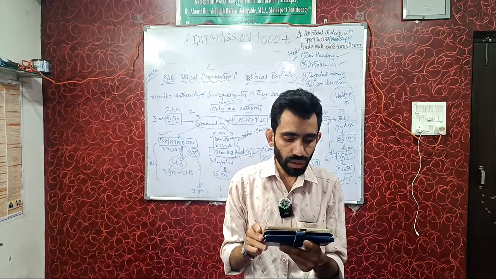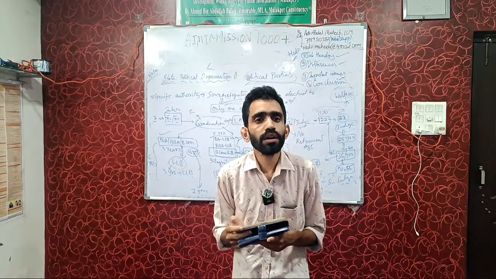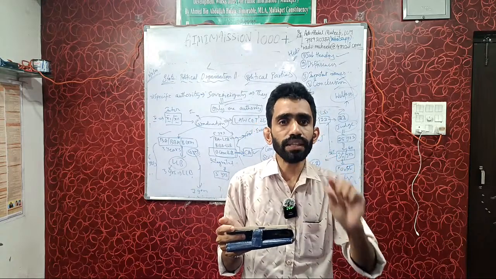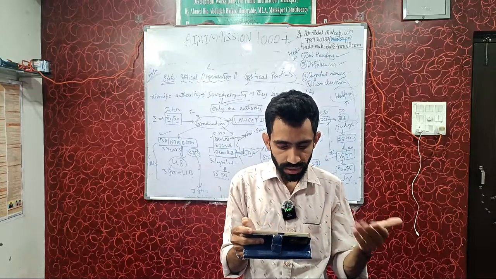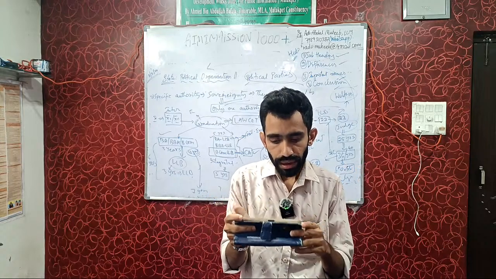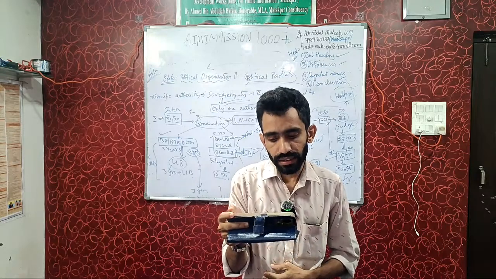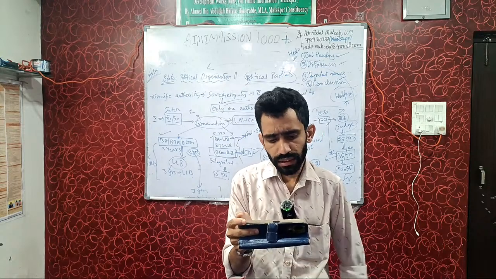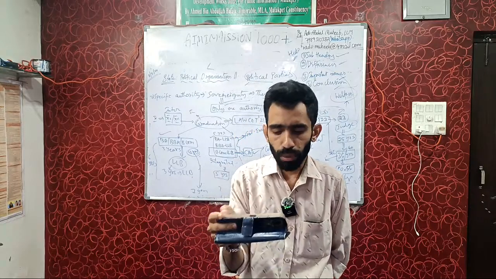The total strength of the Constituent Assembly was 389. Please write it down, whoever is watching this video online as well as offline. Out of this 389, if we see the arrangement, 296 seats were to be allotted to British India and 93 seats to the princely states. Each province and princely state were to be allotted seats in proportion to the respective population.